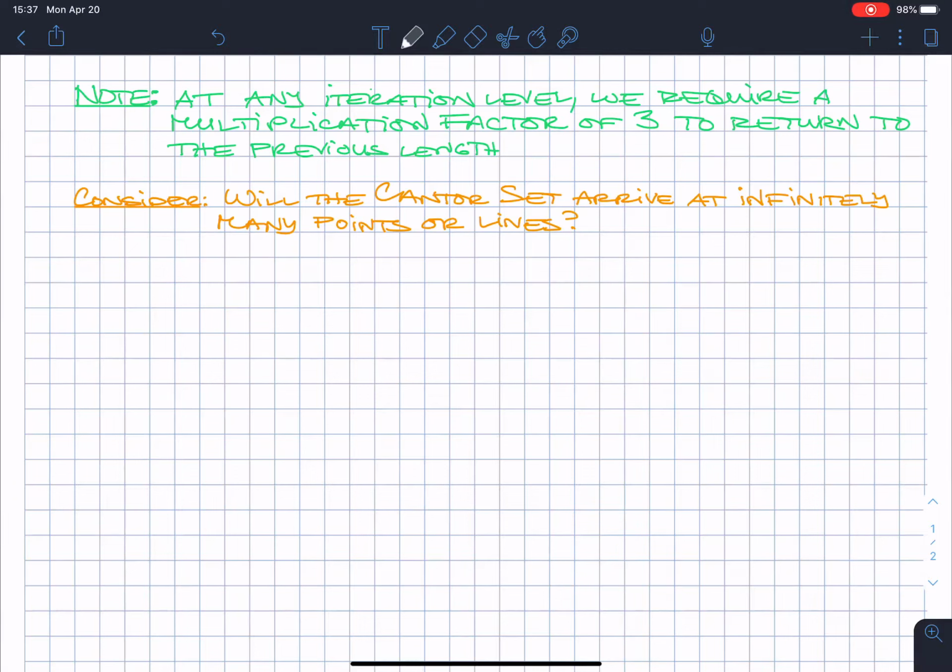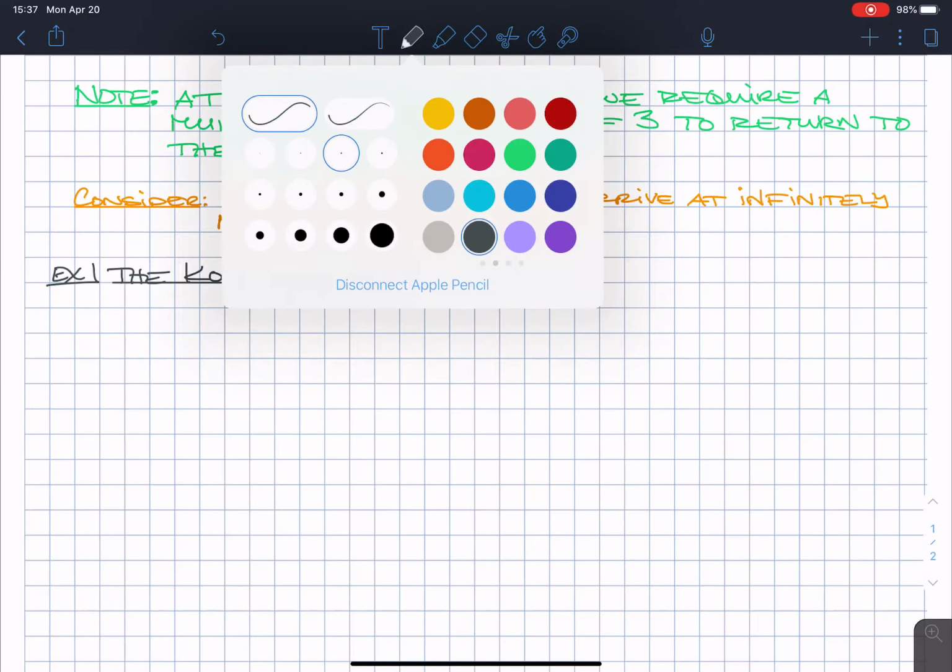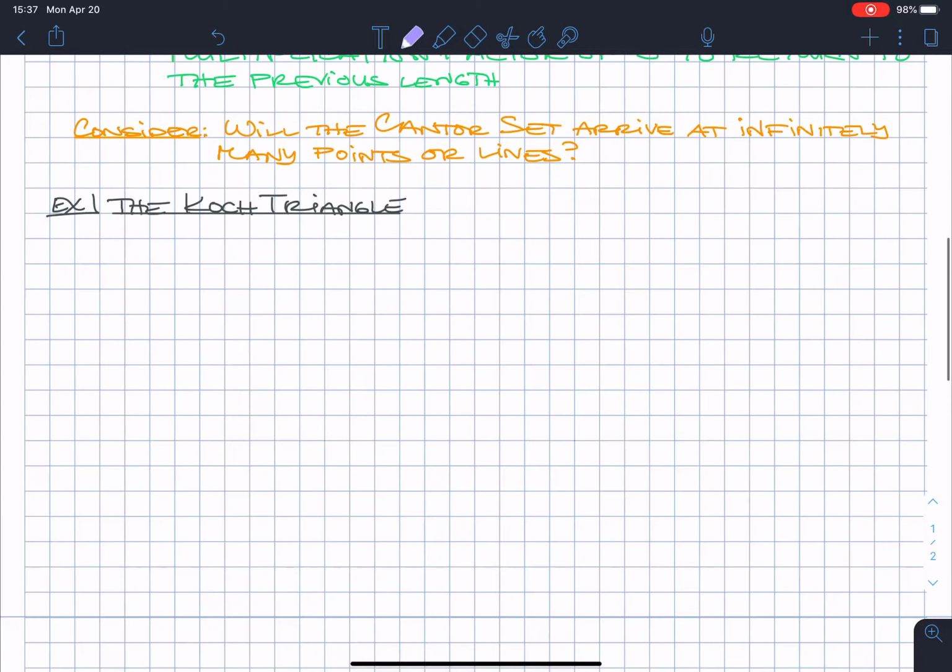Now let's do another example of a fractal, and that is the Koch triangle. It's usually a snowflake, but I don't want to do the whole snowflake, so I'm just going to do one of the arms of the snowflake. The first, given, is n equals 0. It's not an iteration, it's just what's given. So this is iteration 0.